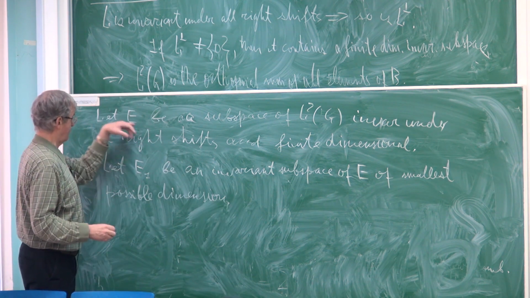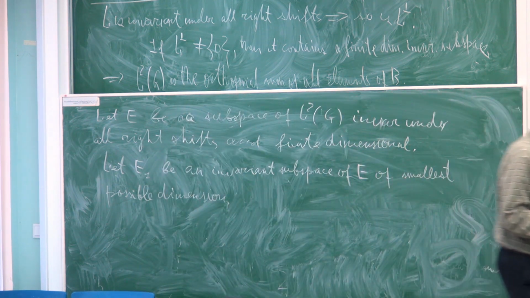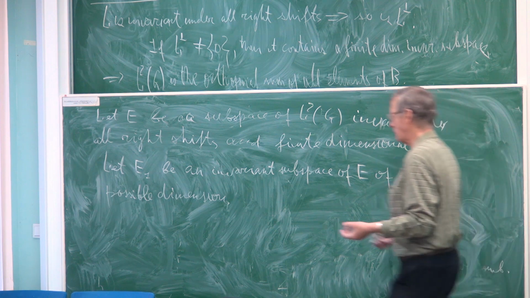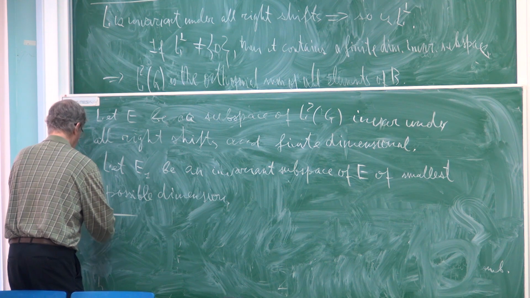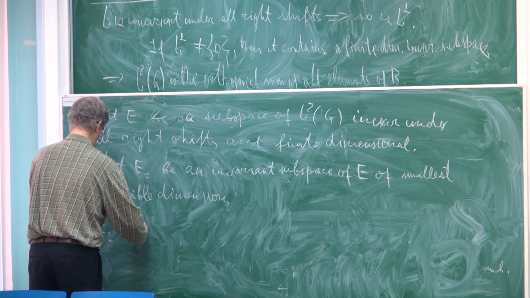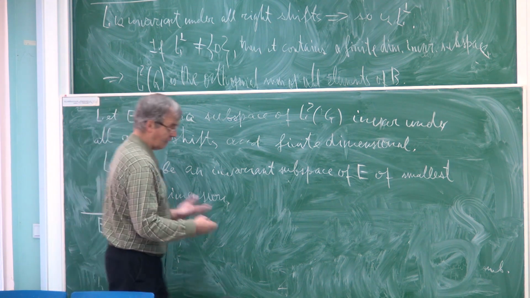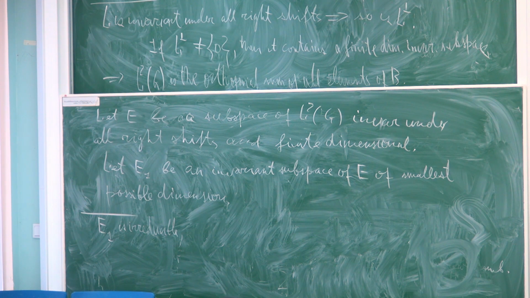So if we have a proper subspace of E which is still invariant, then its dimension is smaller than that of E. Okay, we can find a subspace of the smallest possible dimension which is still invariant, and clearly then E1 is irreducible. It cannot have proper subspaces that are still invariant, because otherwise this dimension wouldn't be minimal.